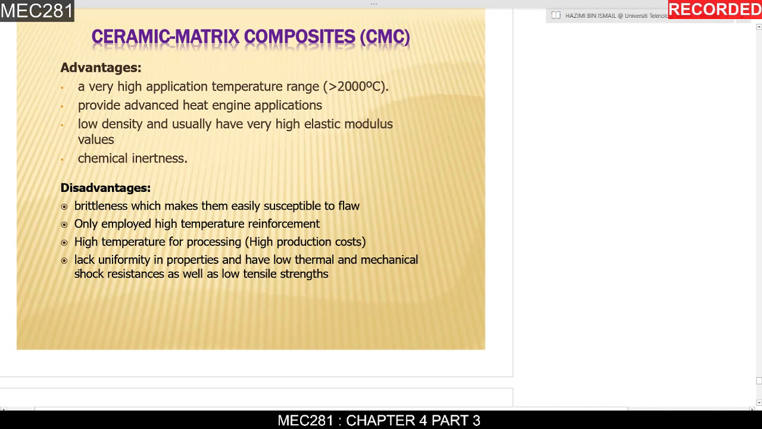Okay, it only employs high temperature reinforcement and high temperature for processing. It means when you have to process at very high temperature, you need more money. It is very expensive. It lacks uniformity in properties and has low thermal and mechanical shock resistance as well as low tensile strength.